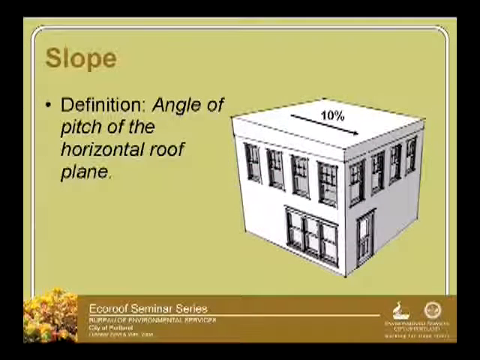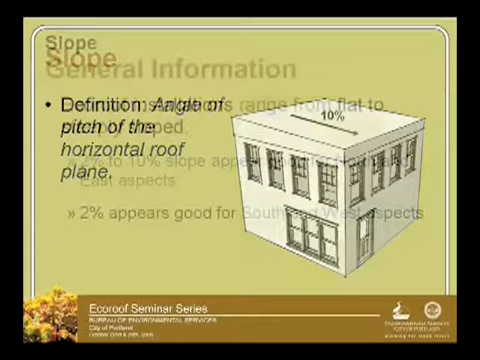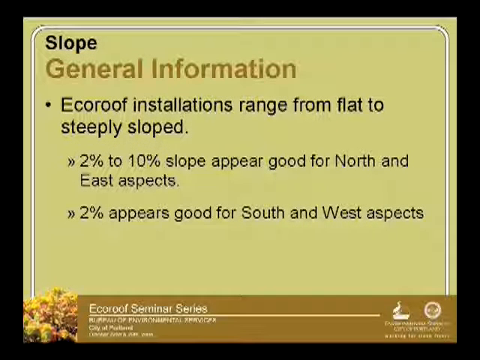And then slope is the other thing that really affects our eco-roof design. Slope is the angle of the pitch of the horizontal plane. So you hear 4 in 12 thrown out for a roof pitch, 10%, 2%, and all of those are slopes of a roof. And eco-roofs in general can range from flat roofs to fairly steeply pitched roofs. You've probably seen some of those grass-covered roofs, maybe in Germany or Sweden, that are fairly steep.